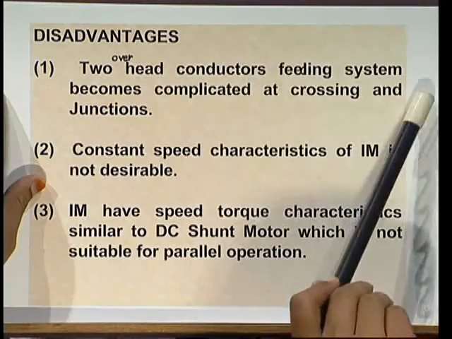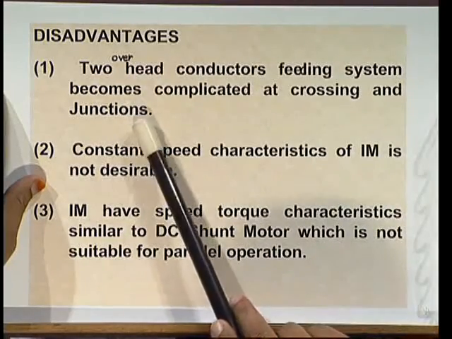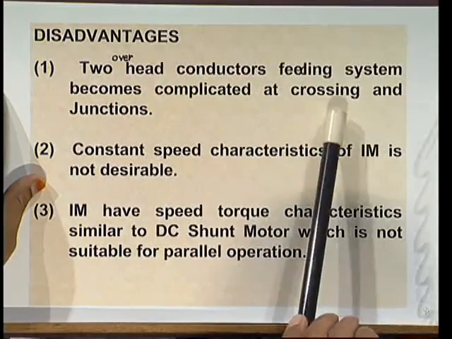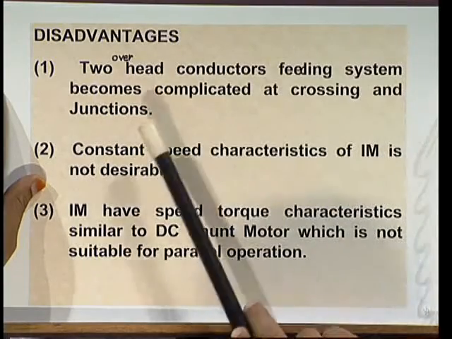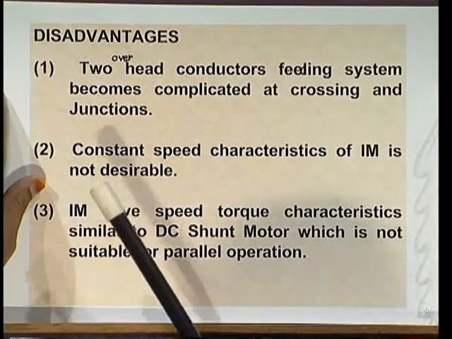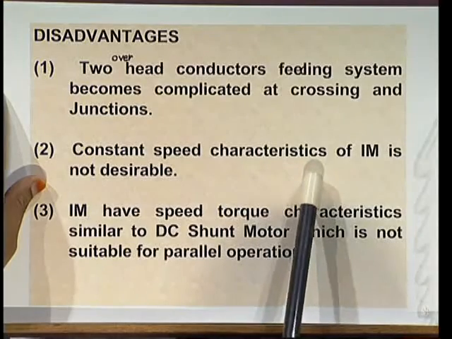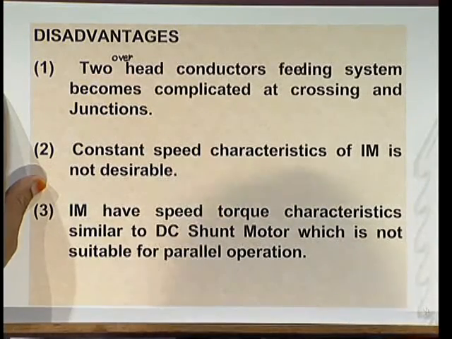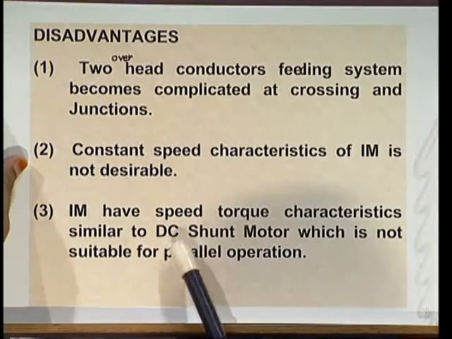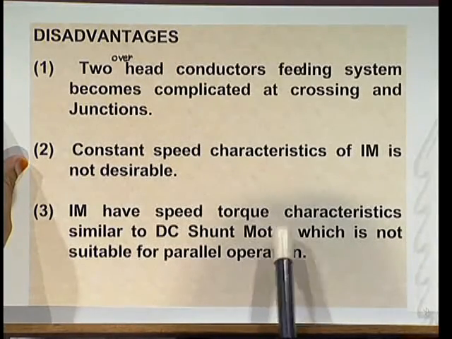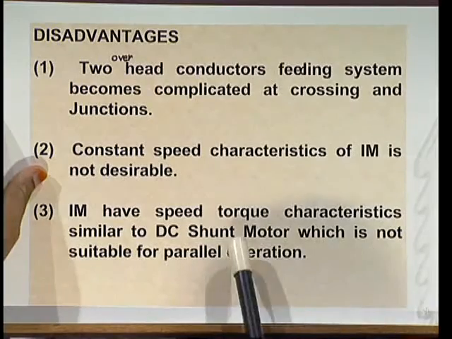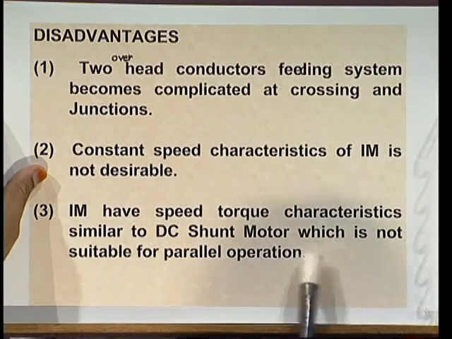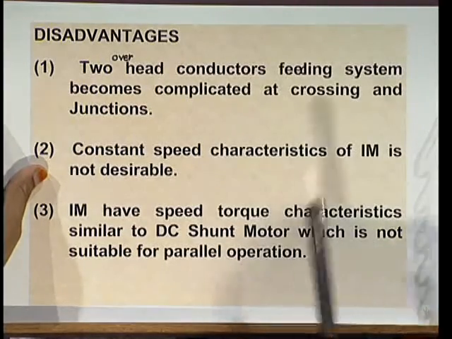Two overhead conductors feeding the system becomes complicated at crossings and junctions. The constant speed characteristics of the induction motor is not desirable. Induction motors have speed torque characteristics similar to a DC motor, which is not suitable for parallel operation.